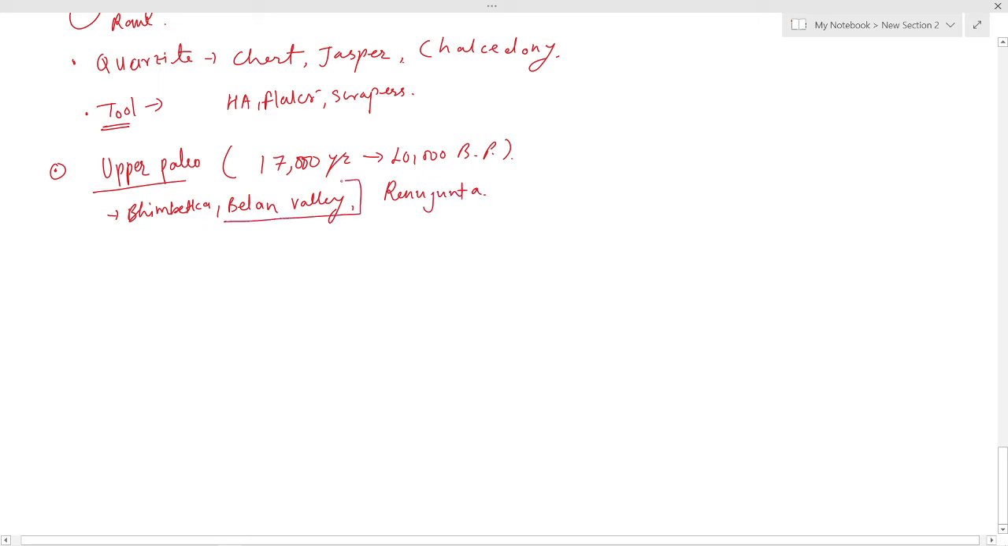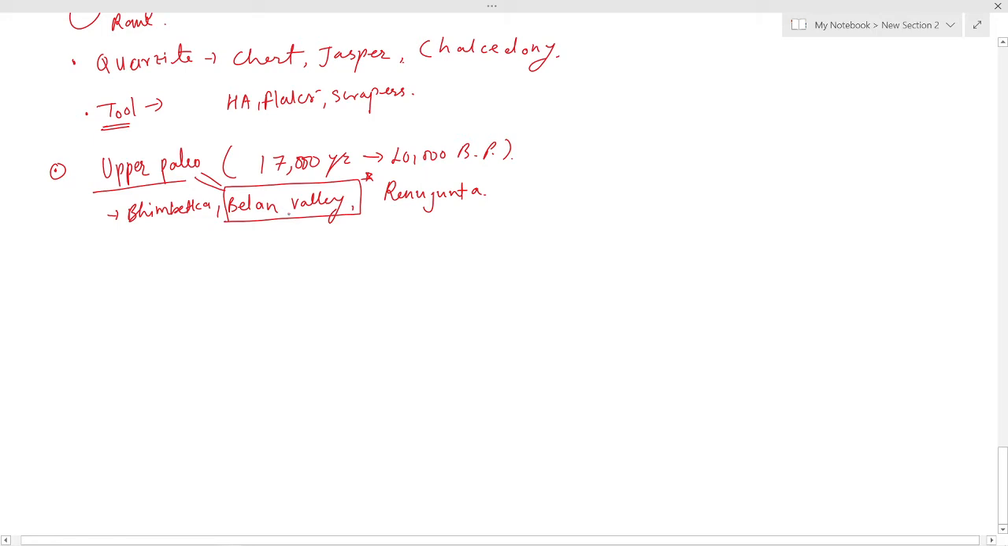Questions can individually come on a topic such as Belen Valley, Soan Valley, or Soan culture. We have to know that the Belen Valley is associated with Upper Paleolithic. When we deal with the first paper, there's a topic, archaeological anthropology. When we start with that, we will study in detail the archaeological anthropology, and Belen Valley culture, Soan Valley culture, etc. will come under that.